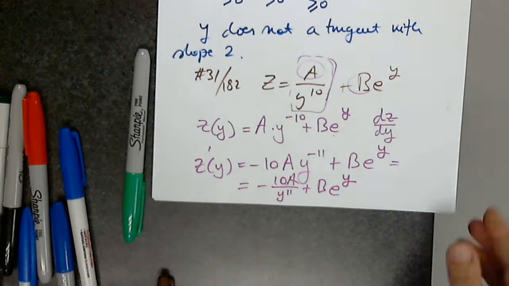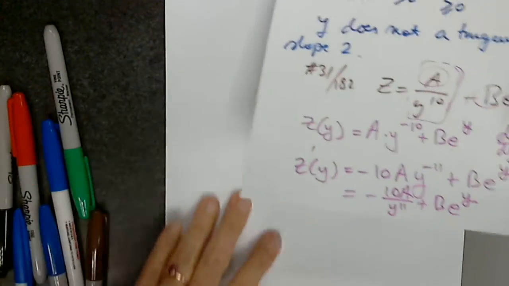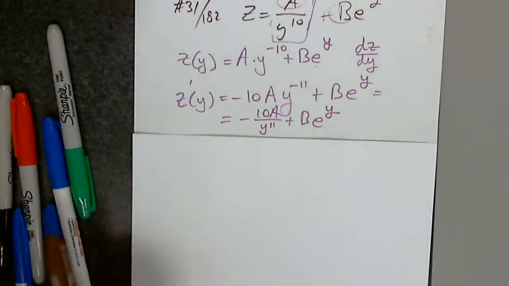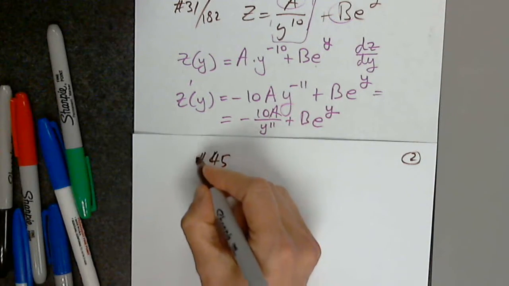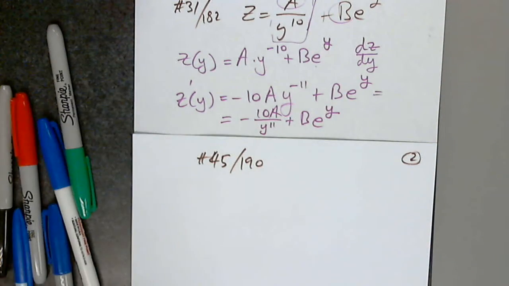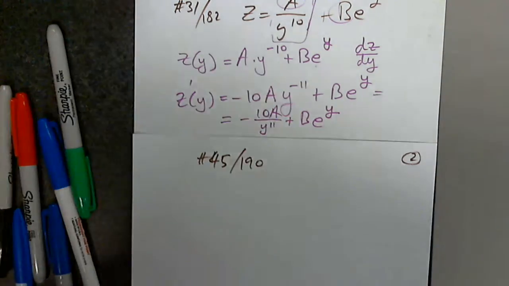Yes, Tony? I don't know if we've gotten to this one yet, but in section 3.2, page 190, number 45. So 45 on page 190. Let's take a look. Yes, we did have a similar problem. We can work on this one.